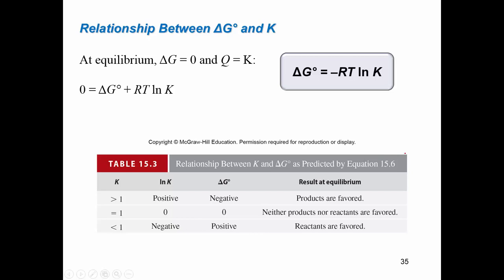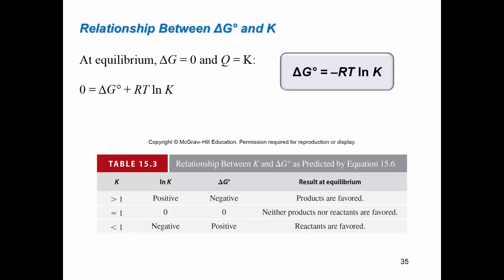Now remember the relationships between K and delta G naught, as predicted by this particular equation. When K is greater than 1, the natural log of K is positive. Delta G naught is negative, so products are favored. Products are favored when your K is greater than 1. At equilibrium, K is 1, so the natural log of K is 0, and therefore delta G naught is 0. Neither products nor reactants will be favored.